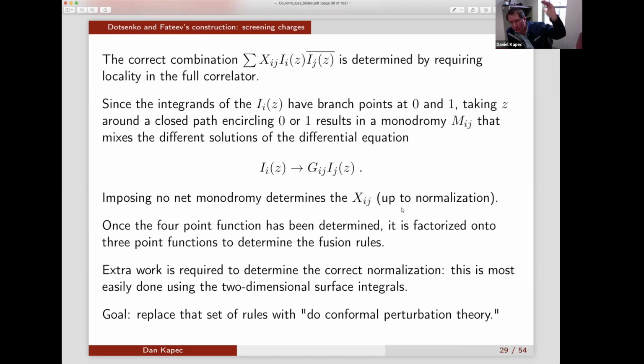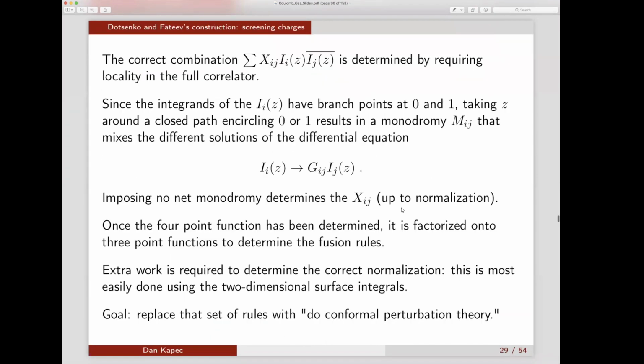But so, once you run that procedure, you get an expression for the 4-point function, and then you factorize it onto 3-point functions to determine the fusion rules. Okay, so what we would like to do is rephrase that in terms of conformal perturbation theory. And that will take care of the dynamics in this BRST quotiented compact time-like variable theory.